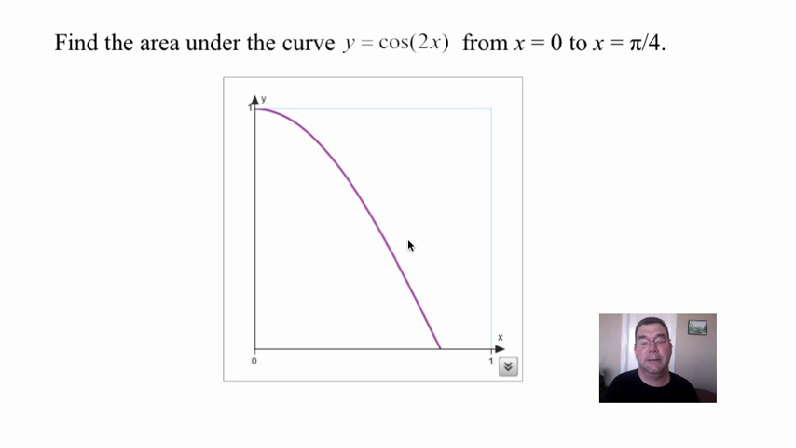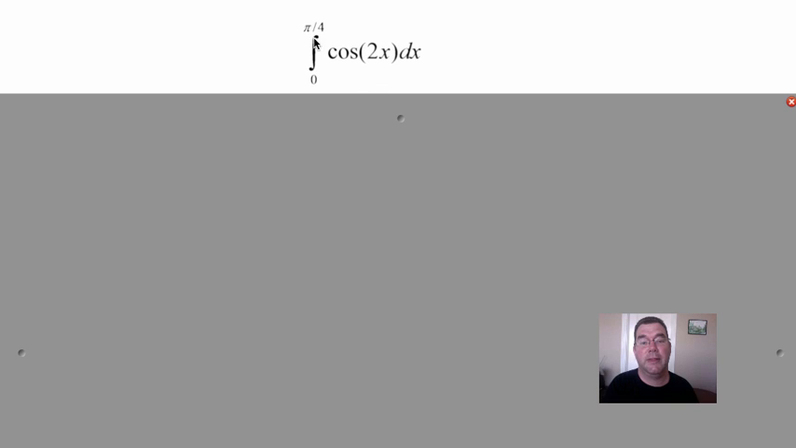Actually, let's look at a different example. I need to find the area under the curve. This is just another way of asking the same question. I'm finding the area under the curve of y equals cosine 2x from x equals 0 to x equals pi over 4. Same question. So that's what I'm looking for.